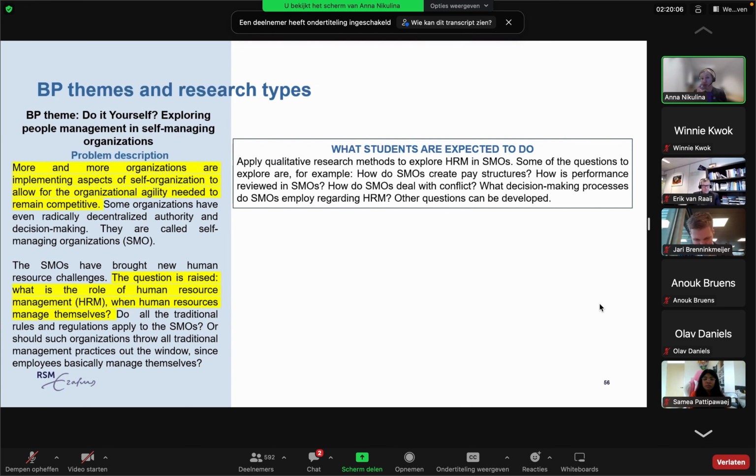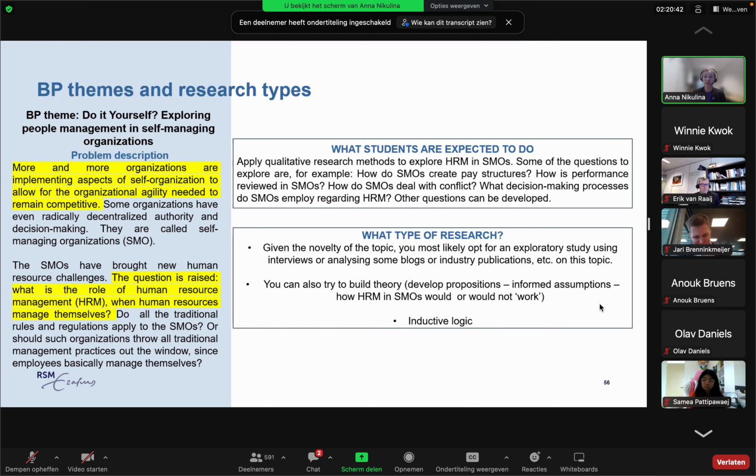So what students were expected to do, it was clearly said, okay, qualitative methods apply. And this is clear because the topic is quite new. We don't yet have much knowledge of these organizations because it's still in quite an early phase how these things work in business. And some questions were offered: how can organizations create pay structures, or how can you review performance in such organizations? So something around traditional HR processes that are really being challenged, trying to understand how they can work in such organizations.